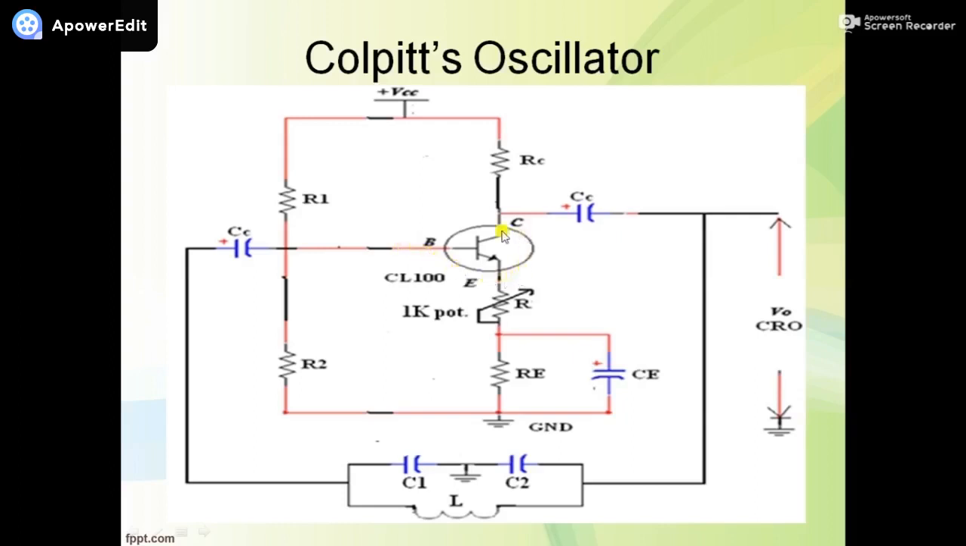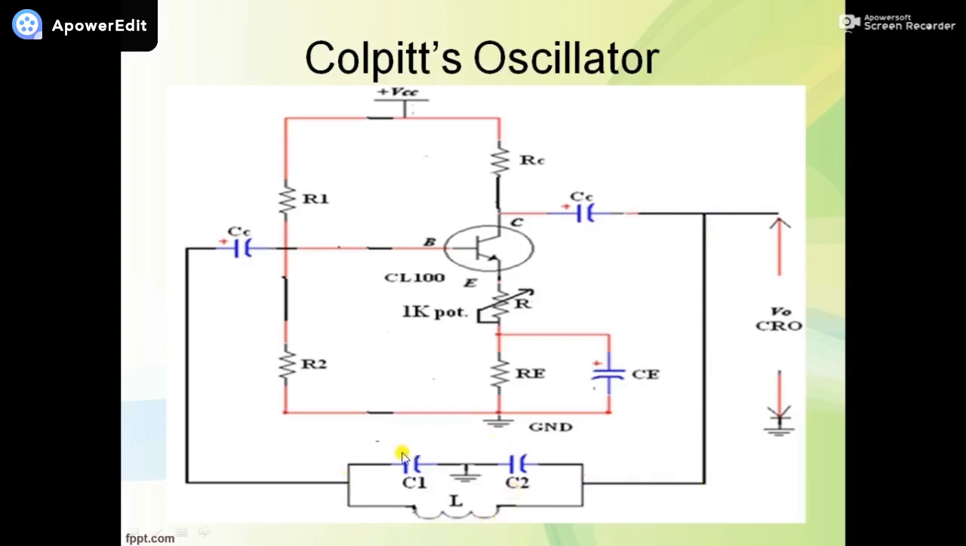So with the help of this common emitter transistor, we are amplifying this distortion signal and we get one signal at the output stage. That amplified output signal is used as the input signal for the LC tank circuit.